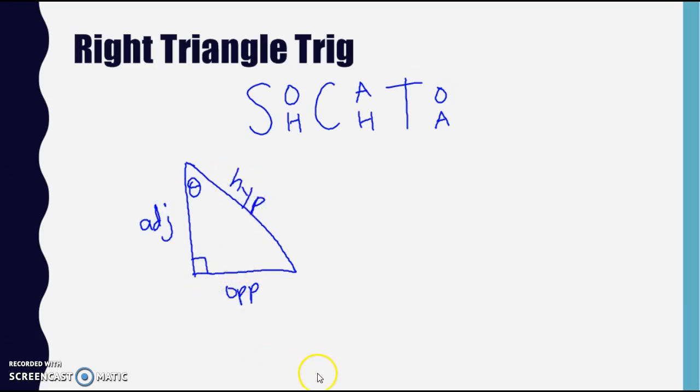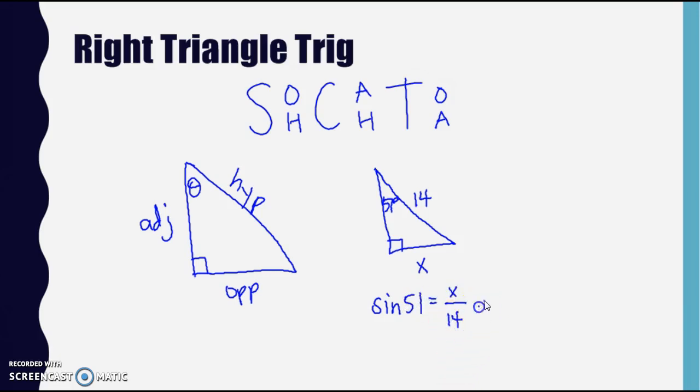So you use this to look for sides and angles. So if I knew that this was 51 degrees, and I'm looking for this side, and I know that my hypotenuse is 14. In relation to my angle 51, x is opposite, 14 is hypotenuse, so that's sine. So I would say sine of my angle 51 equals opposite x over hypotenuse 14, and then multiply both sides by 14. And then I could type this into my calculator.